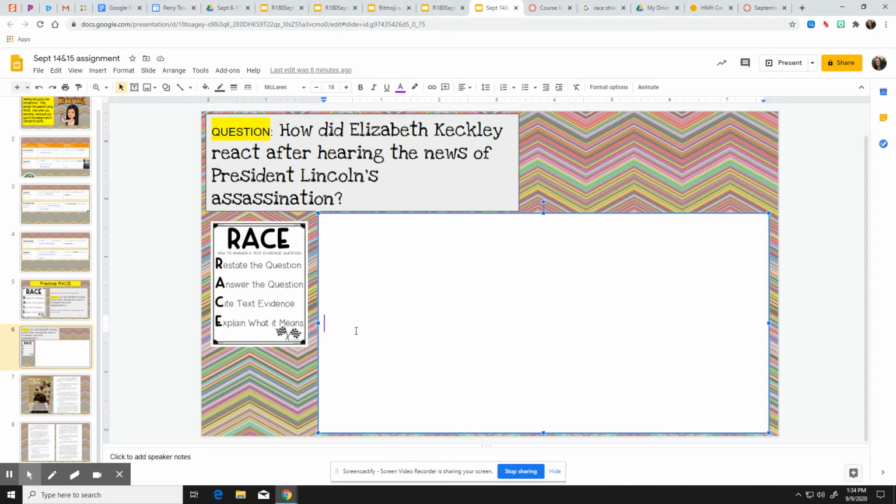You could say, Elizabeth Keckley, oops, make sure you're spelling and capitalizing correctly, reacted blank. Okay, I'm not going to give you the answer, but how did she react after hearing the news of Lincoln's assassination? So with this type of restatement and answer, the answer comes right in the middle there, and sometimes that's okay to do.